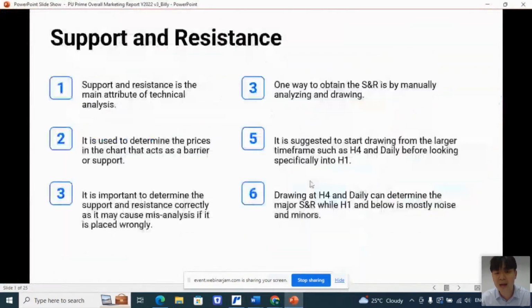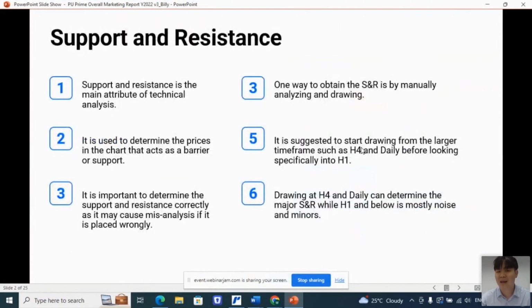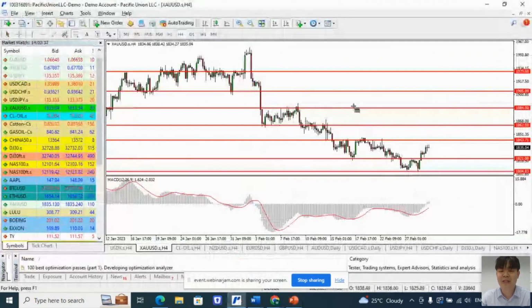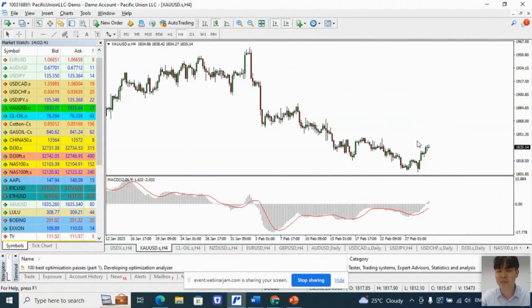So yeah, this is the first topic, technical analysis, that we are going to cover now. And the first thing we need to know is support and resistance. As you know, support and resistance are just lines that you can draw to try to determine how far the price will reach.